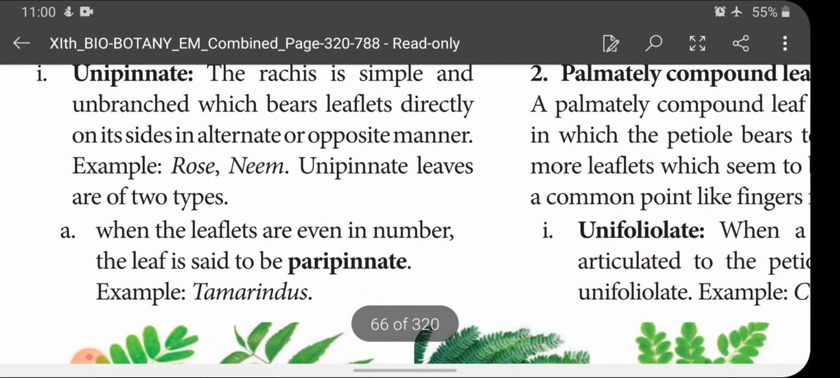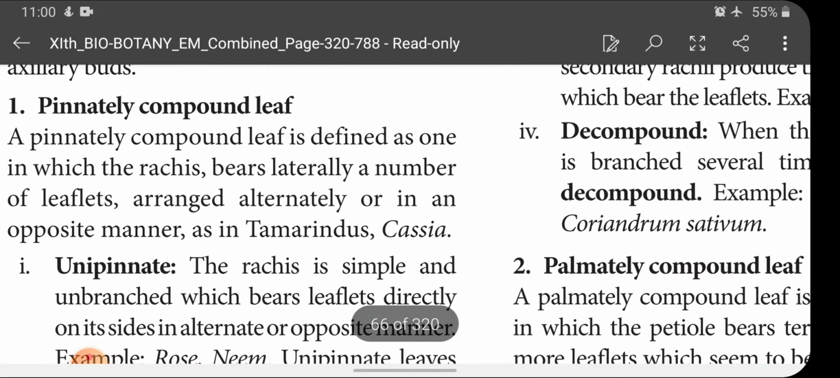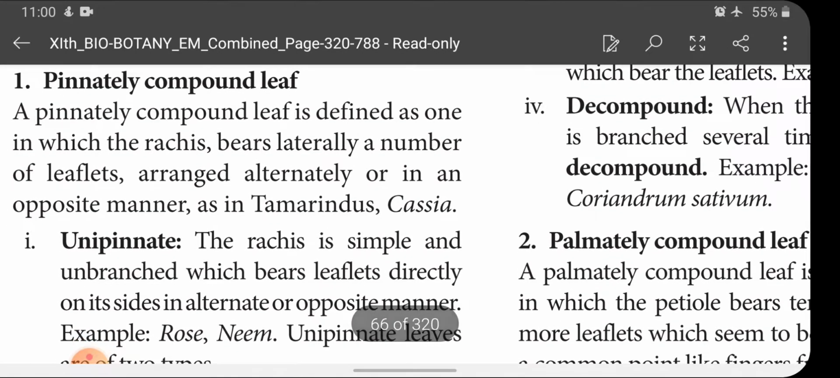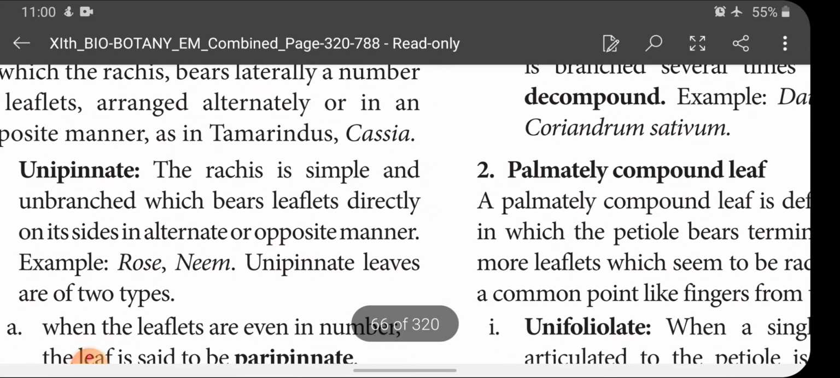Sorry, I jumped. Really sorry, children. A pinnately compound leaf is defined as one in which the rachis bears laterally a number of leaflets arranged alternately. Yes, correct. And unipinnate. In unipinnate, the rachis is simple and unbranched, which bears leaflets directly on its sides in alternate or opposite manner. Example, rose, neem. Unipinnate is further divided into two types.